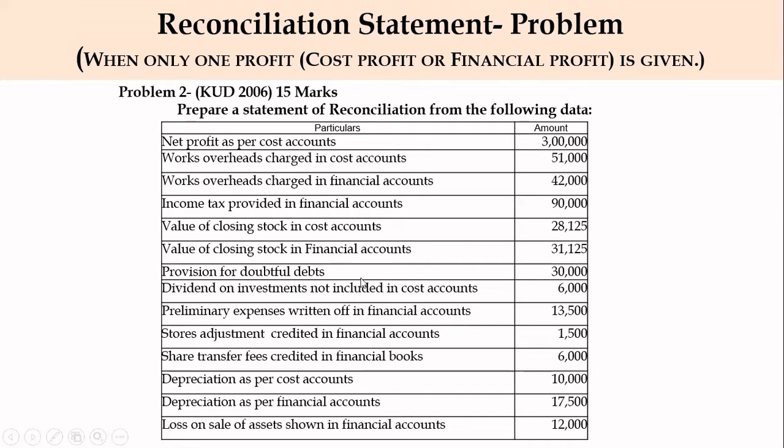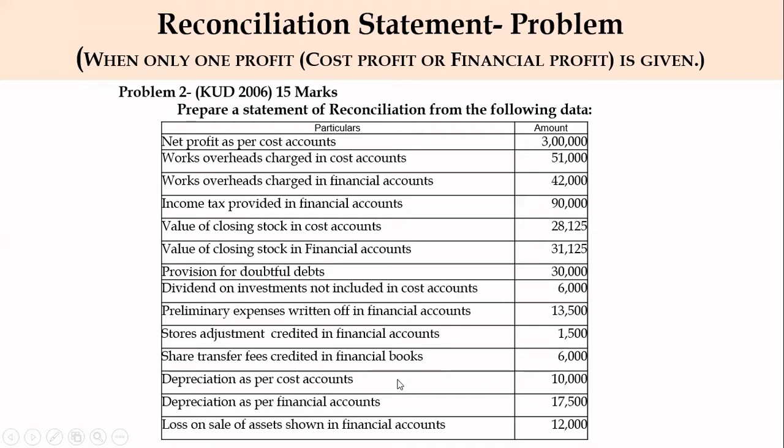Next is provision for doubtful debts 30,000. Dividend on investment not included in cost 6,000. Preliminary expenses written off in financial accounts 13,500. Stores adjustment credited in financial books 1,500. Share transfer fees credited in financial books rupees 6,000. Depreciation as per cost account 10,000. Depreciation as per financial books 17,500.